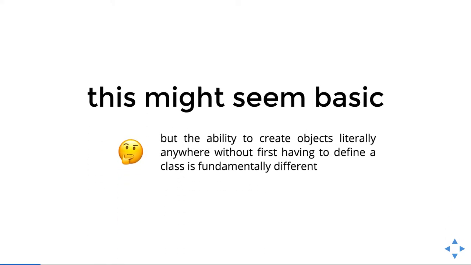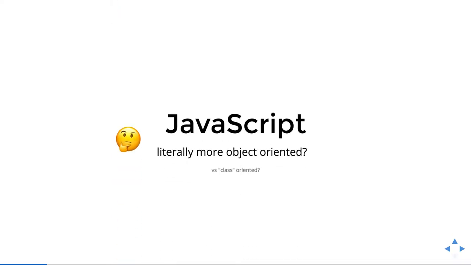So this might seem basic, but if you think about it, the ability to create objects literally anywhere without first having to define a class is fundamentally different. I think we do this every day in JavaScript, but probably don't think about how that might shift the paradigm a little bit. So then I ask, is JavaScript literally more object-oriented? Because there's not really a class, everything's an object. So it seems probably more object-oriented than other things. Food for thought.